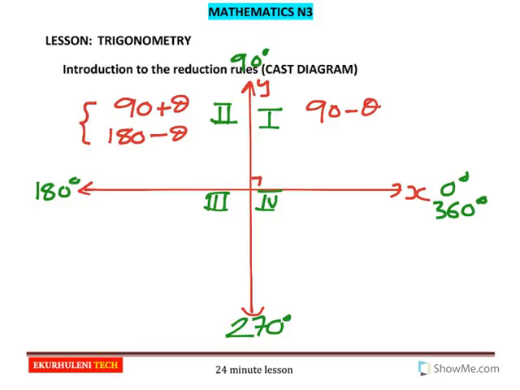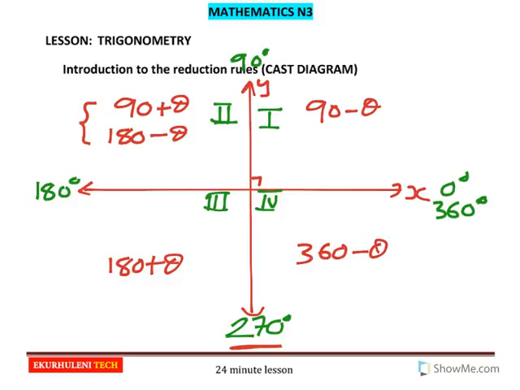The next one is quadrant number 3, where we are after 180. So we write it as 180 plus theta. And in quadrant number 4, we are after 270 but less than 360, and we write it as 360 minus theta. If you notice, we never involved 270. So don't involve 270.